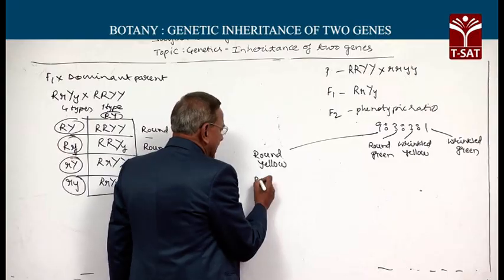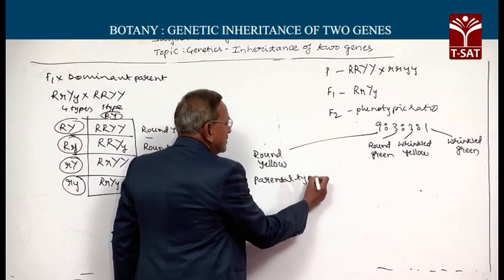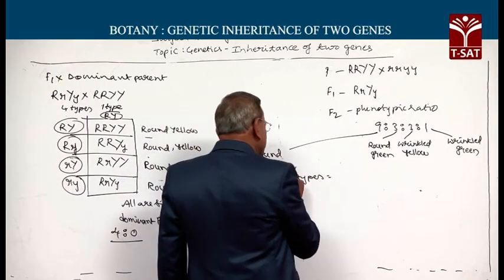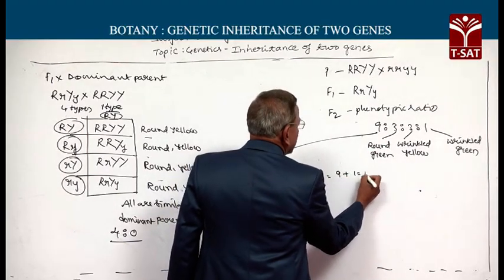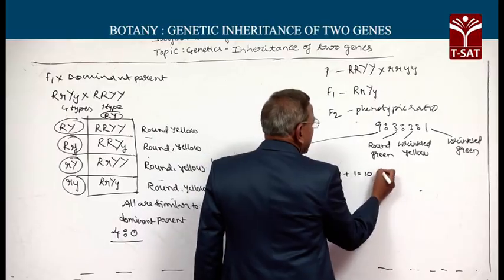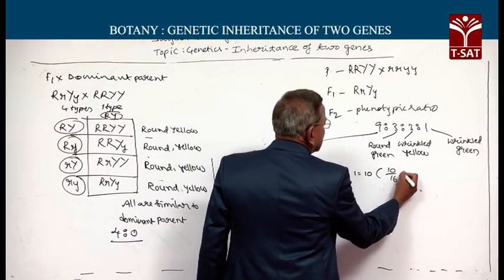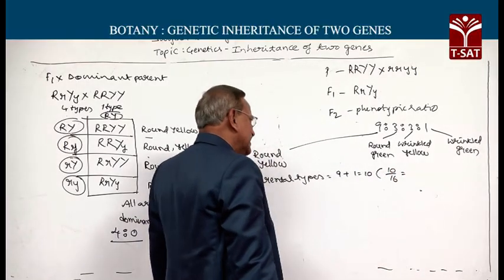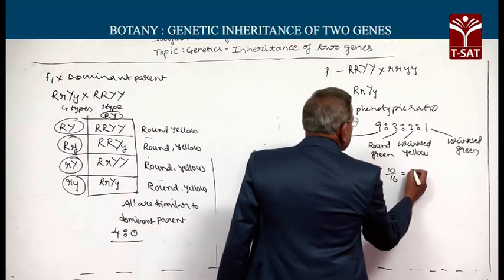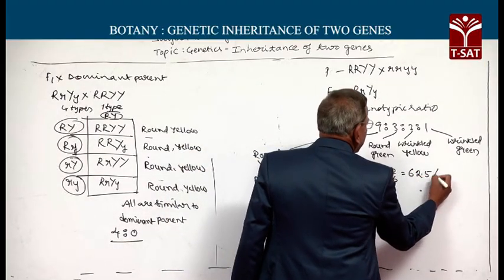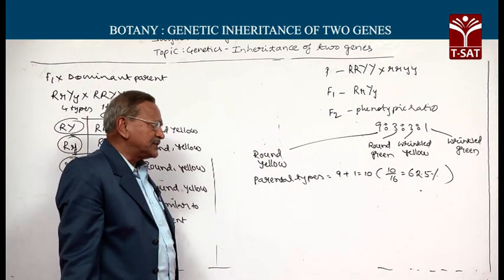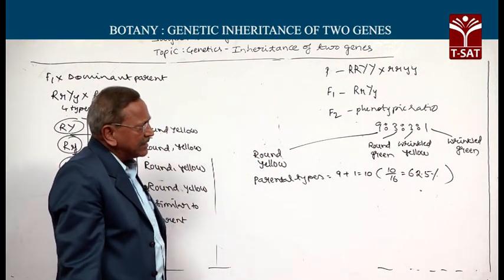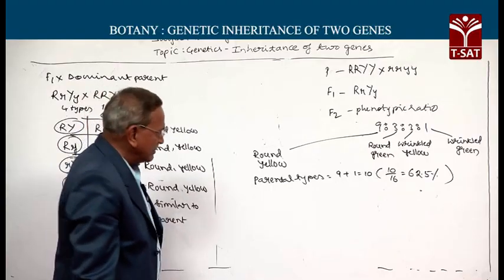So parental types are 9 plus 1, 10, or simply 10 out of 16. As a percentage it comes to 62.5%. As a fraction it is 10 out of 16. As a percentage it will be 62.5.